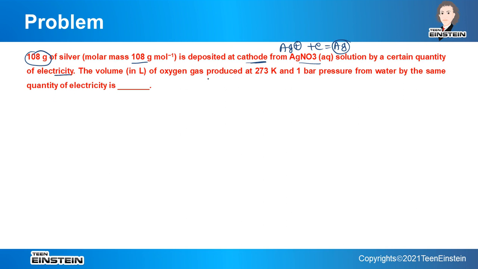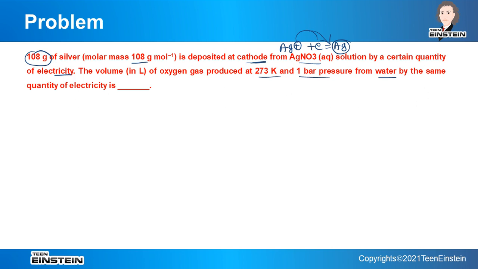The volume of oxygen gas produced in liter at this temperature and pressure, which is mentioned, from water by the same quantity of electricity is. That means we have to find the volume of oxygen which will be produced from water. So this is a completely different system. But what is the common point between these two cells? The common point is the current amount that you are using in the first cell for reduction of Ag plus to silver. You are using the same current. So first of all, you have to find out the current.